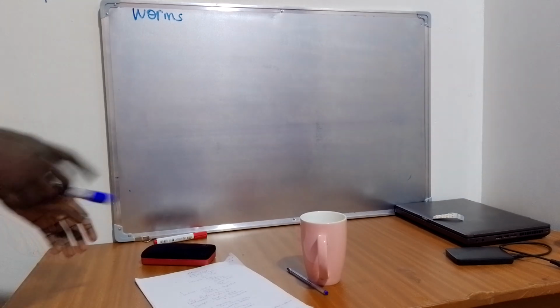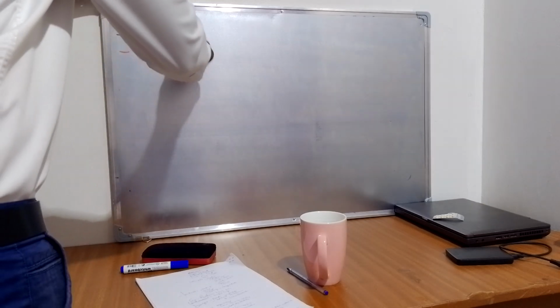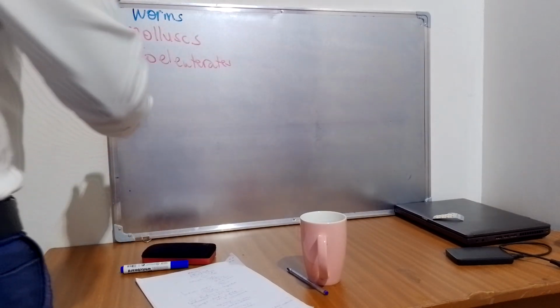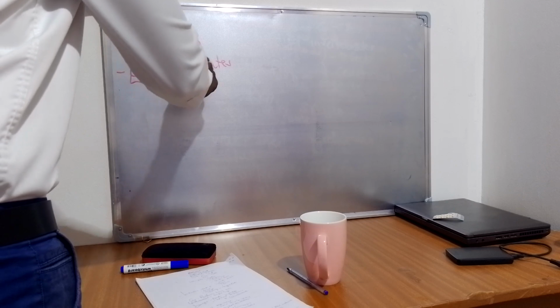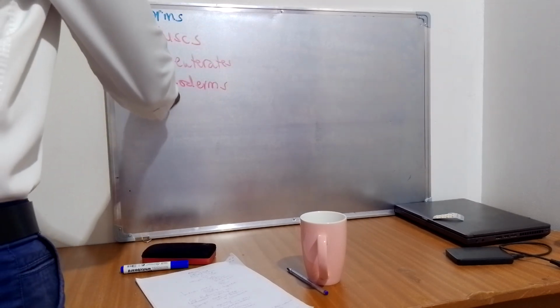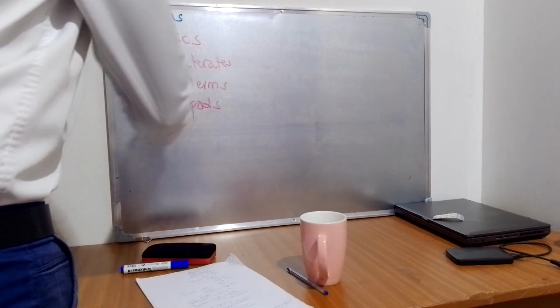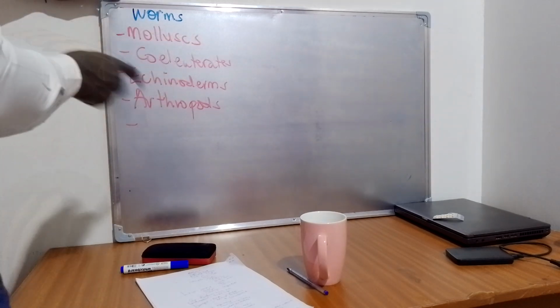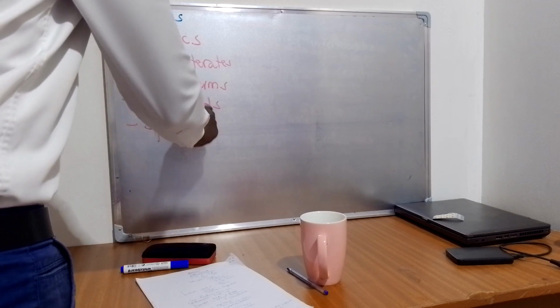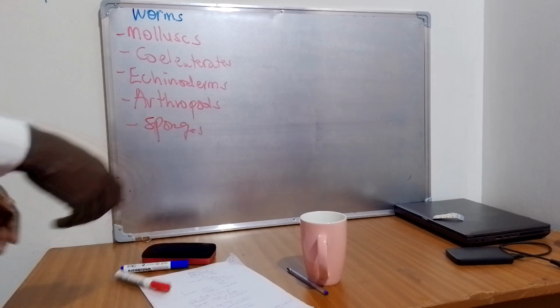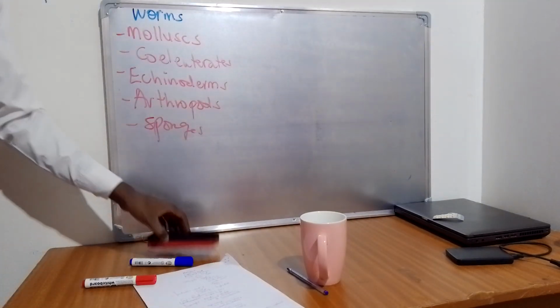Today we are looking at another group of invertebrates, and this group is worms. We have recently looked at mollusks, coelenterates, echinoderms, arthropods, and sponges. We are trying to look at the classification of living things, and this morning we are looking at worms as one of the groups of invertebrates.